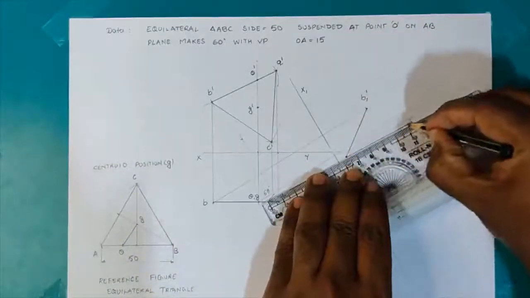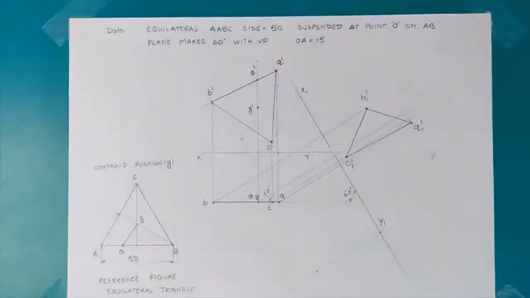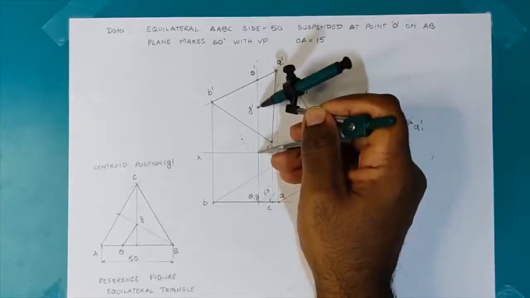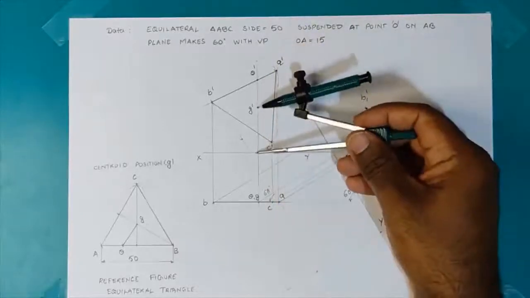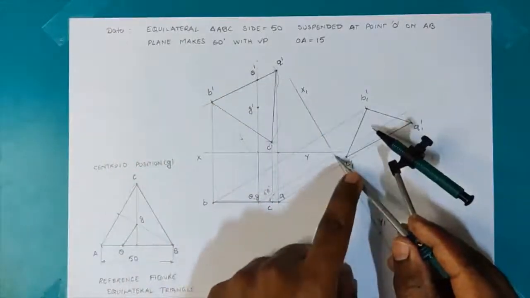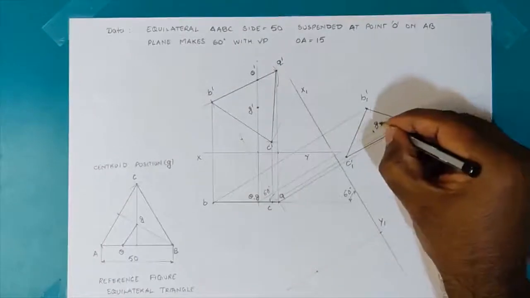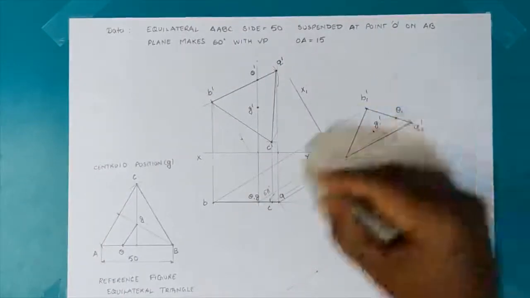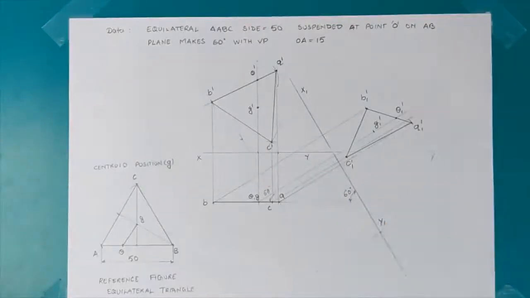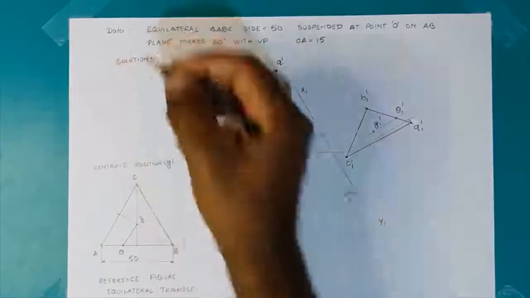I join all the 3 points and my final position is now obtained. I need to locate the centroid, so I take the distance from xy, and on its projector I take the distance and mark it from x1, y1. So this is the position of the centroid, and the position of O lies on the intersection with the side. So this is the final solution.